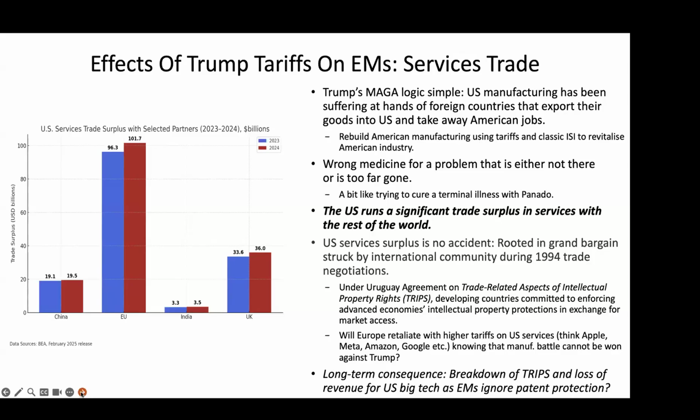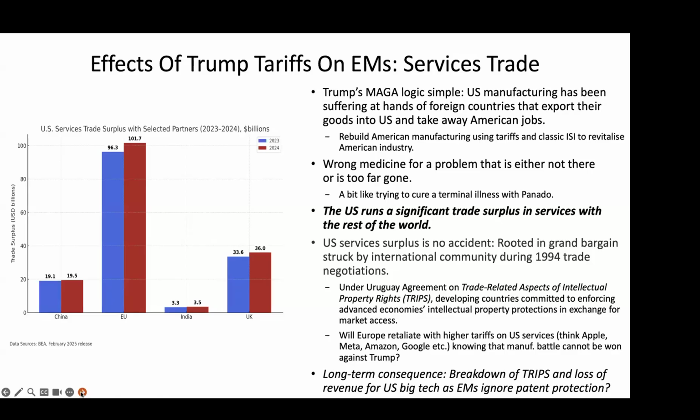So what about services? Well, the services trade surplus is no accident. In the Uruguay agreement that the WTO structured, there was something called TRIPS, right? Some of you who work in this area may know this very well. TRIPS is a very well-known agreement in the Uruguay round of negotiations under the WTO, the trade-related aspects of intellectual property rights. What it did was have a whole series of emerging markets and developing countries commit to enforcing advanced countries', read the US, intellectual property protections in exchange for market access. In exchange for market access.